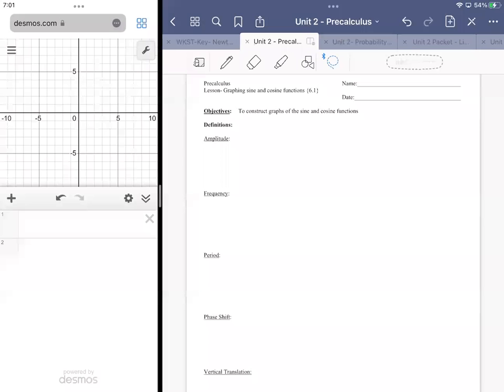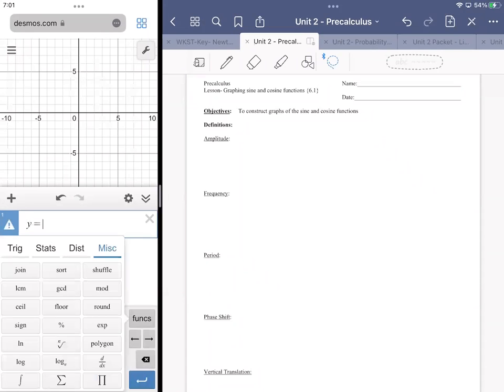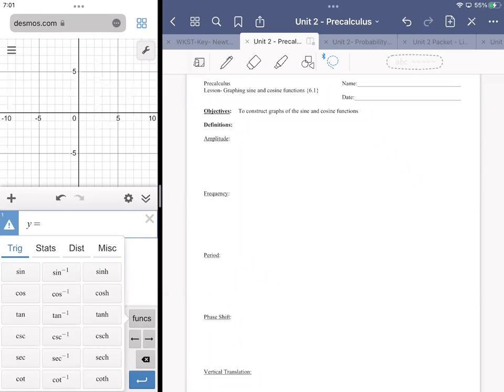To the club. So an ordinary sine function. I'll draw the sketch, but let me just put it into Desmos because why not, right? So y equals. If you go into function and tap on trig, you see all the different trig functions that the calculator has stored.